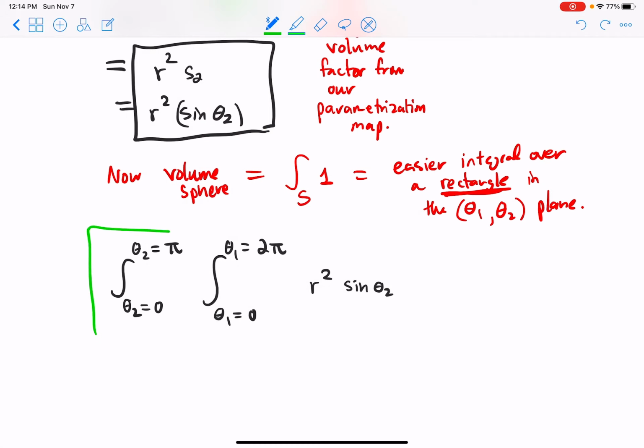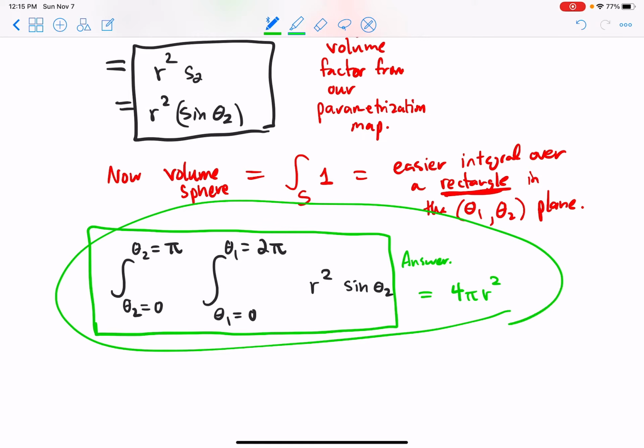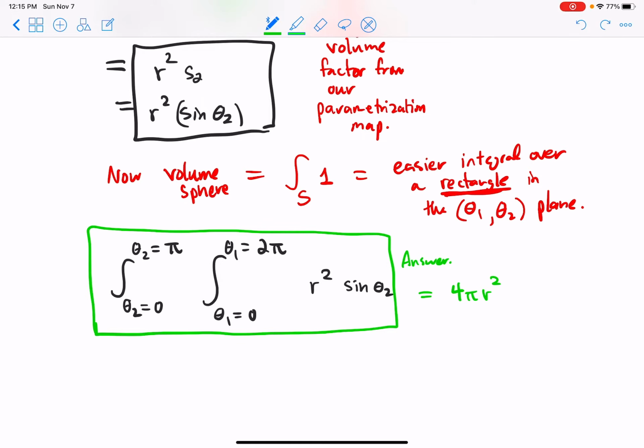I guess I can put the answer in. Answer. If you can actually compute this by hand, I didn't ask you to, but the answer will be 4 pi r squared. And that is the surface area. This is how you discover the surface area of a sphere, by integrating.